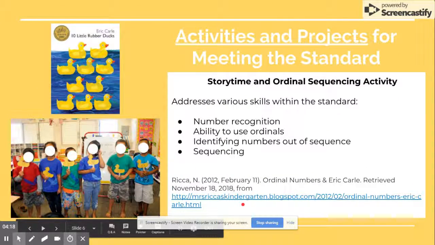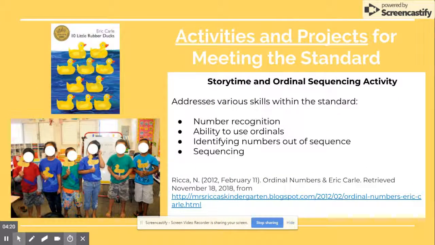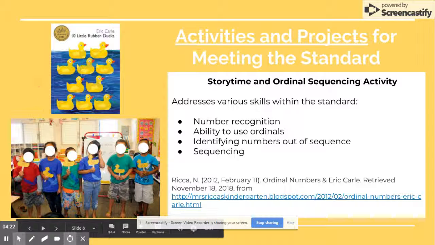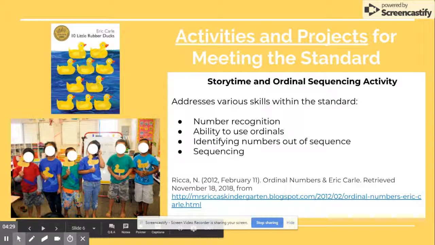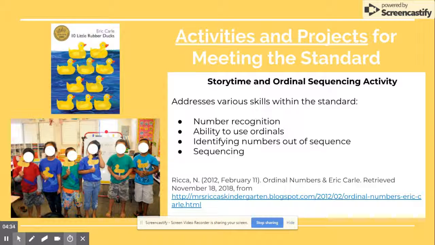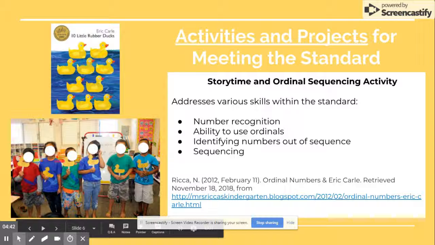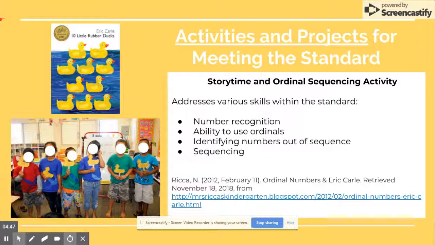Here's one activity I found that I think I'm going to try to use this year. We have this book at my school. It's called 10 Little Rubber Ducks, and I found this really great activity where the kids need to put themselves in order in the ordinals. So that's a great sequencing activity, and I really like that they'd be moving around, not just doing a worksheet or something. I try to keep things as hands-on as possible for this age level, and I think this is something they would really enjoy. So this is my source for that activity, and I think it would be really great for addressing the standard.